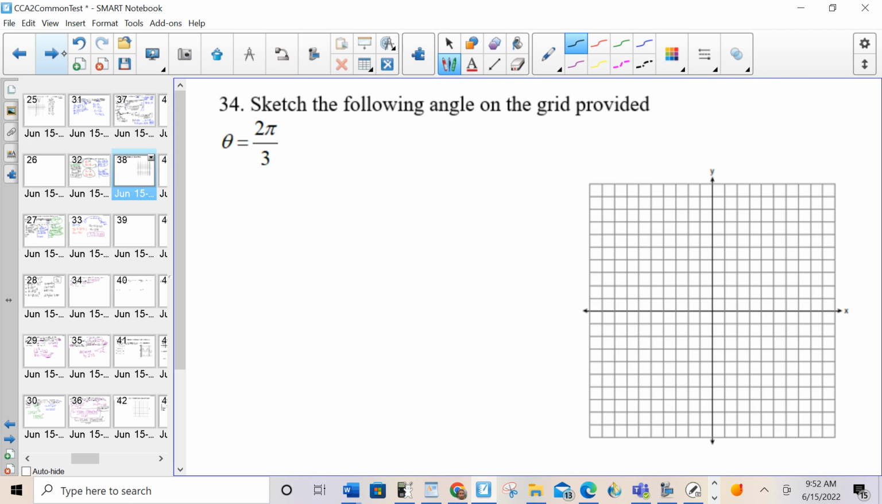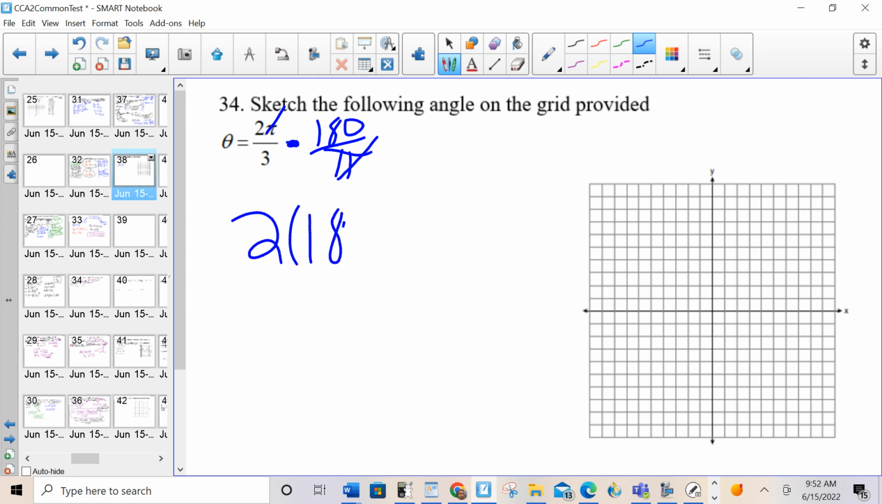Sketch the following angle on the grid provided. Sketching radian angles, we're moving into trig now. It's been asked every region, but I feel like I could maybe take this one off, but it comes up a few times. First of all, I want to convert this to degrees by multiplying by 180 over pi. The pi's cancel. The pi's aren't always going to cancel. You could have a radian measure that doesn't have a pi, and you'll end up with a decimal.